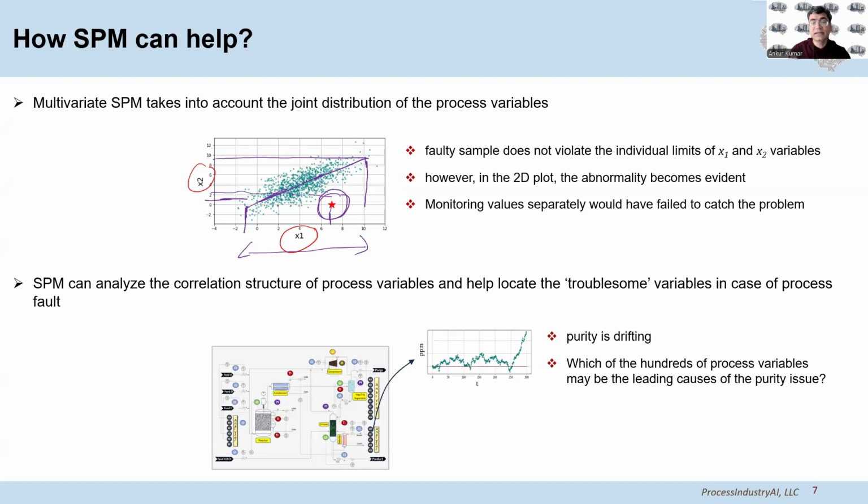Now, SPM can help you in another way as well. It can analyze the correlation structure of the process variables and help locate the troublesome variables in case of a process fault. Consider this chemical plant again, for example. Now imagine that this plant was facing a problem of product purity drift. Out of so many variables whose measurements are being taken continuously, how would the plant operators know which variables might be responsible for this product purity problem? SPM can help us answer that.